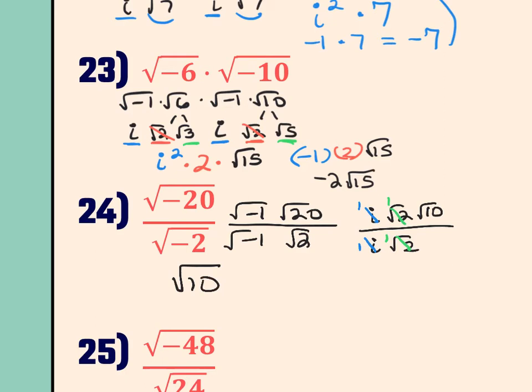Again, if you would have rather just simplified this and made this the square root of 1 and this the square root of 10, the square root of 1 is 1. So again, you could have gone right to the square root of 10.